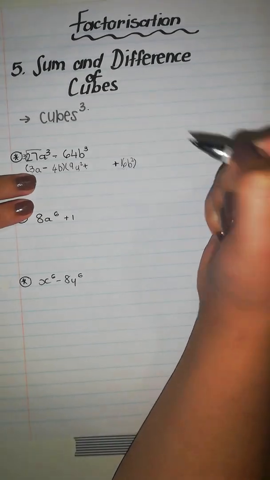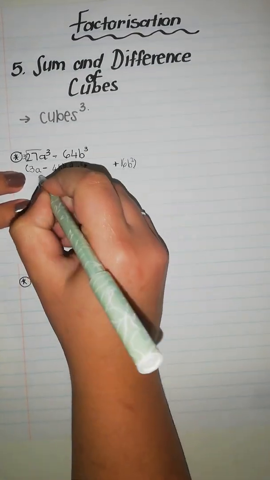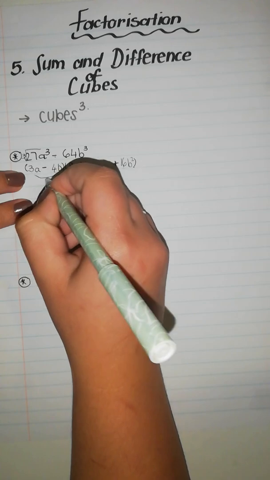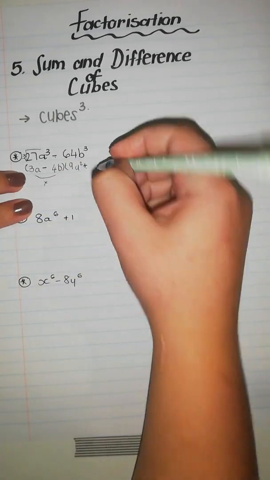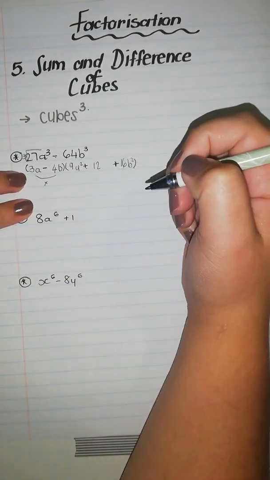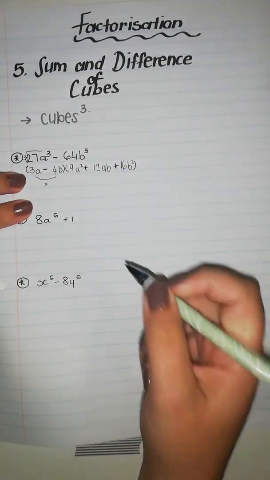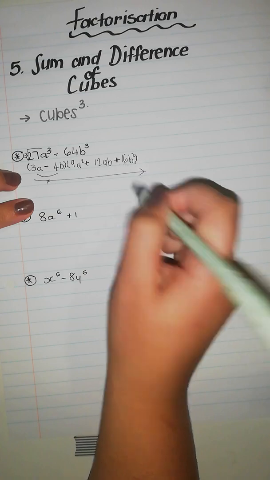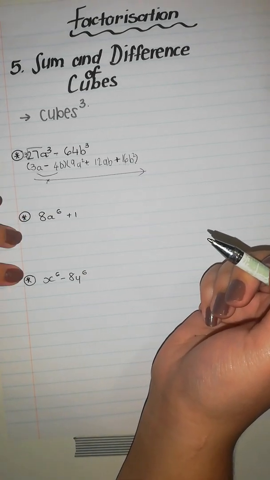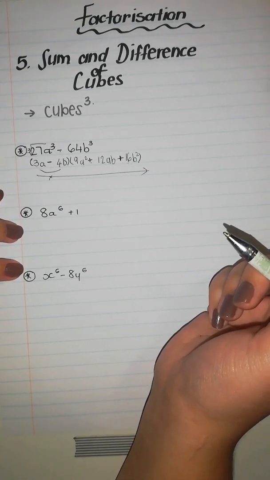There we go. Now, to get my middle term, I'm going to times these two together. So 3 times 4 is 12. And a times b is ab. Now, I'm done with this one. It is as easy as that.